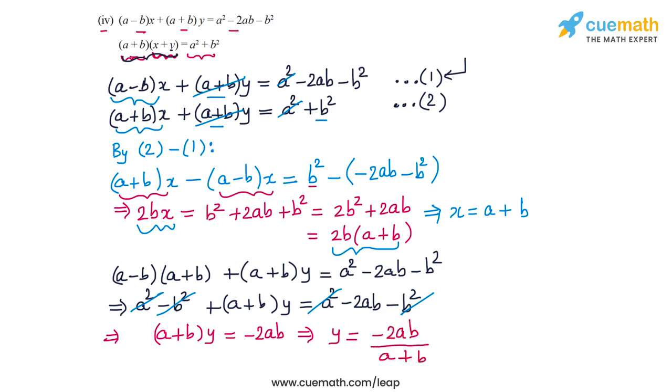So the answer I get is x is equal to a plus b and y is equal to minus 2ab by (a plus b). This pair of values is the solution for this pair of linear equations.